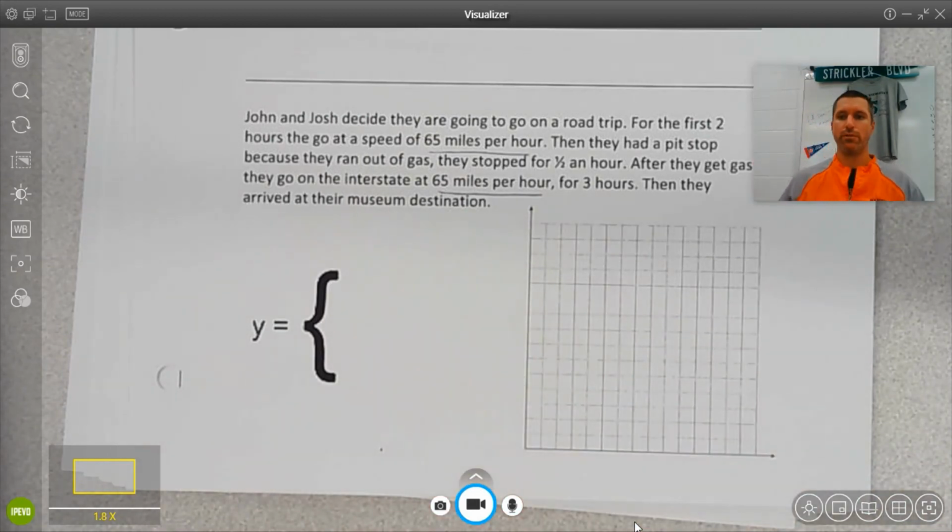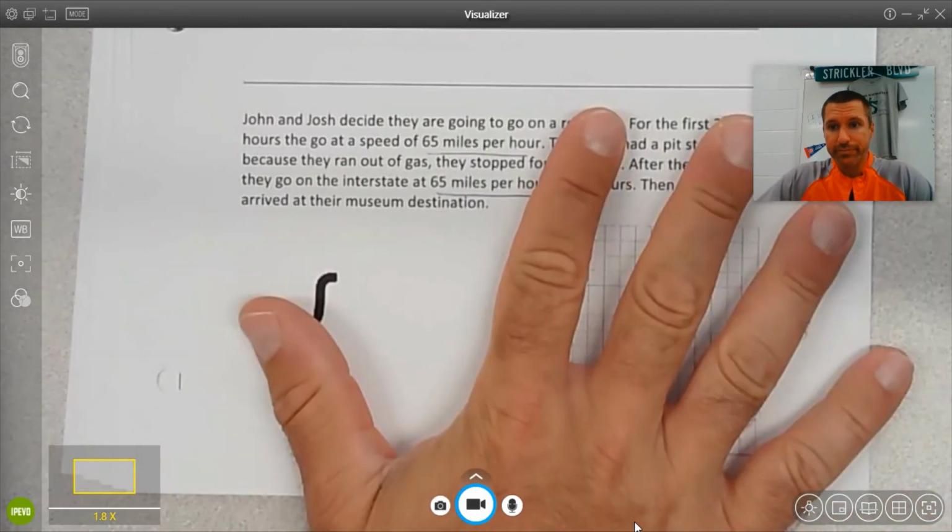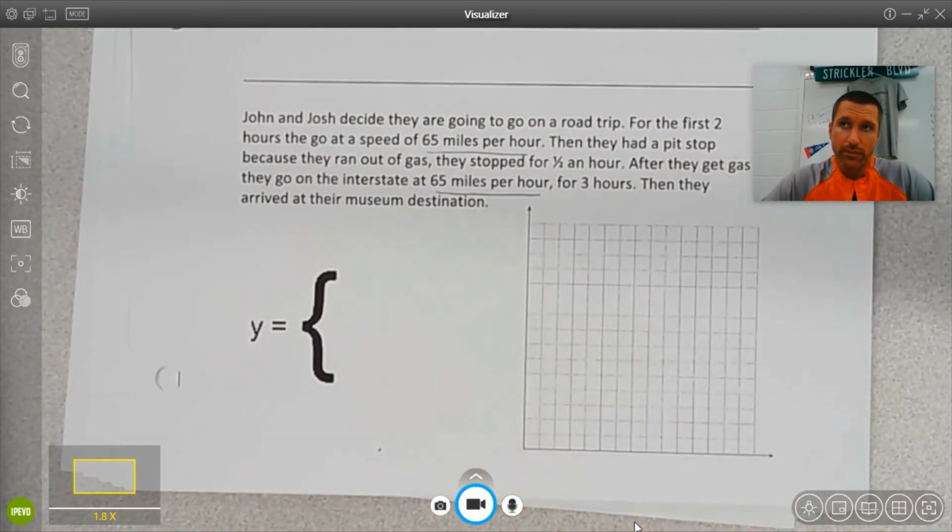Okay, that's it for today. So please try to finish this page if you can. And I think I'm done. I am done.